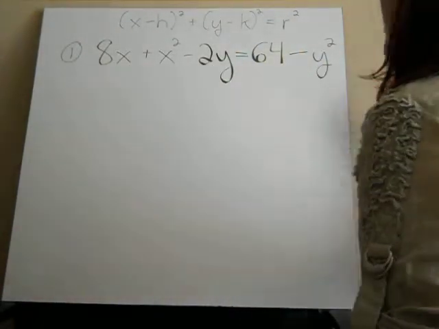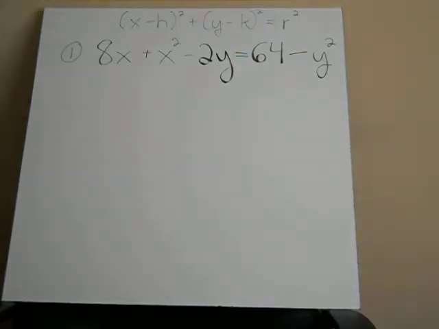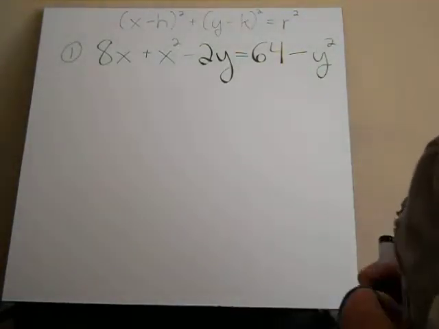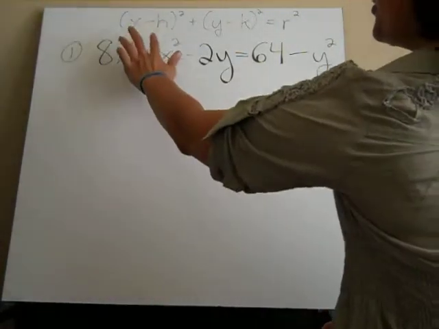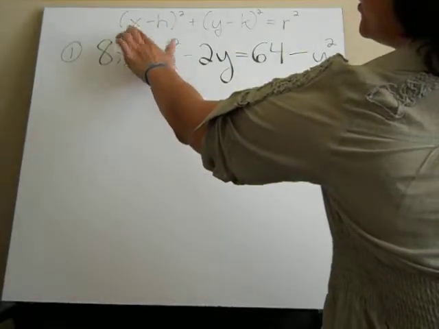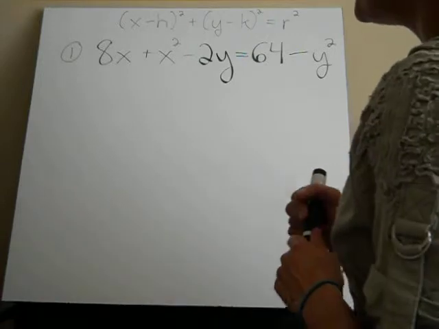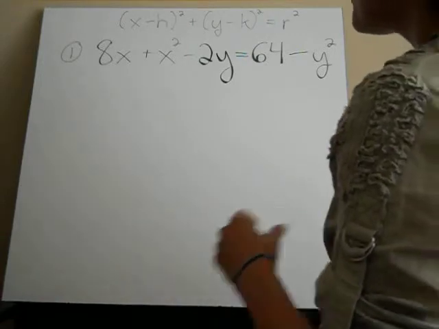This is an equation for a circle, but if you look at it how it is, you have no idea what the center or the radius is. So what we're going to do is put this in this form. If you analyze this here, you have a binomial with x raised to the second power, so we're going to need to complete the square with x.